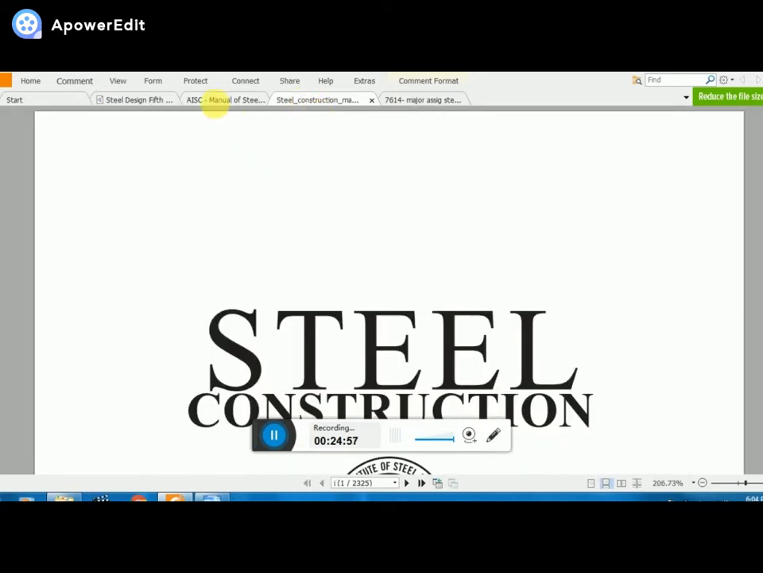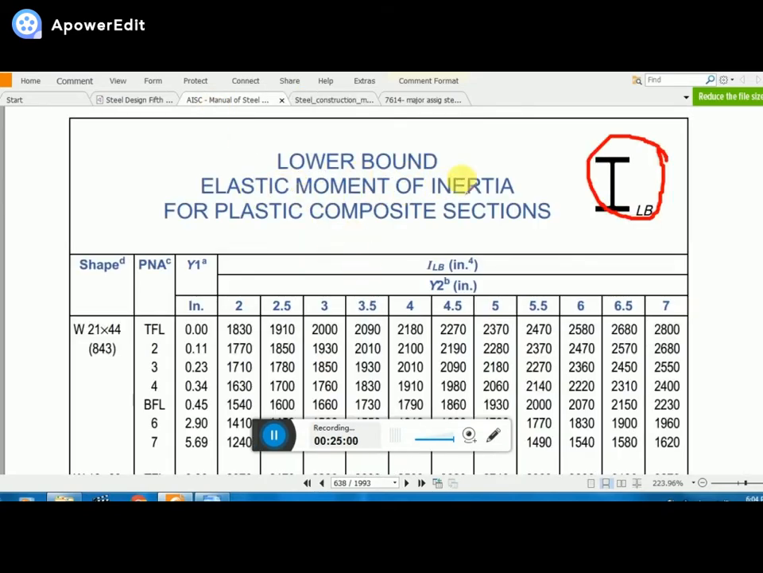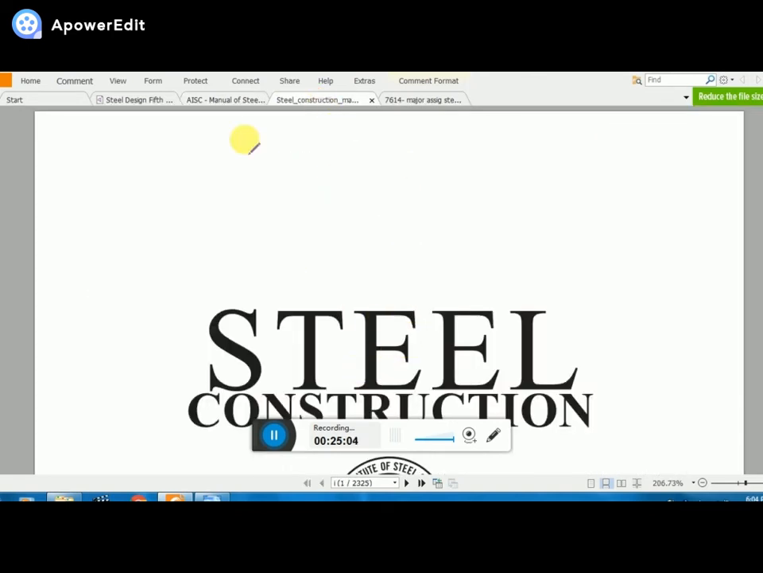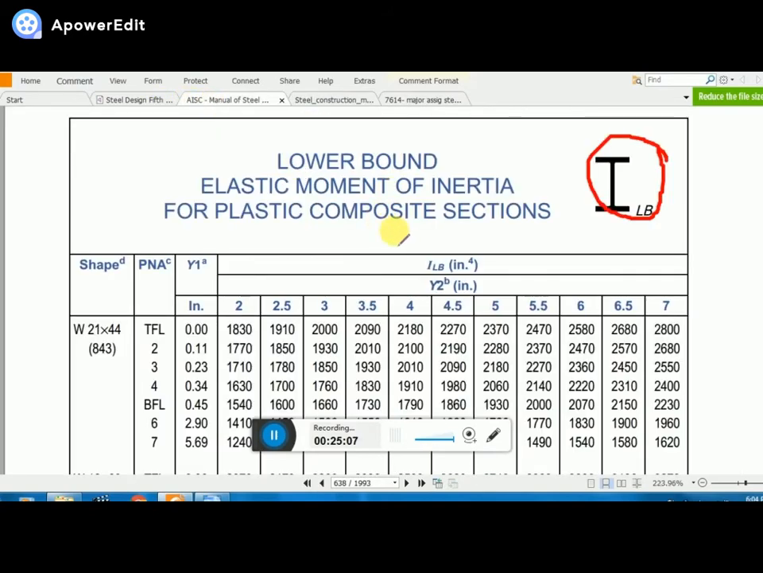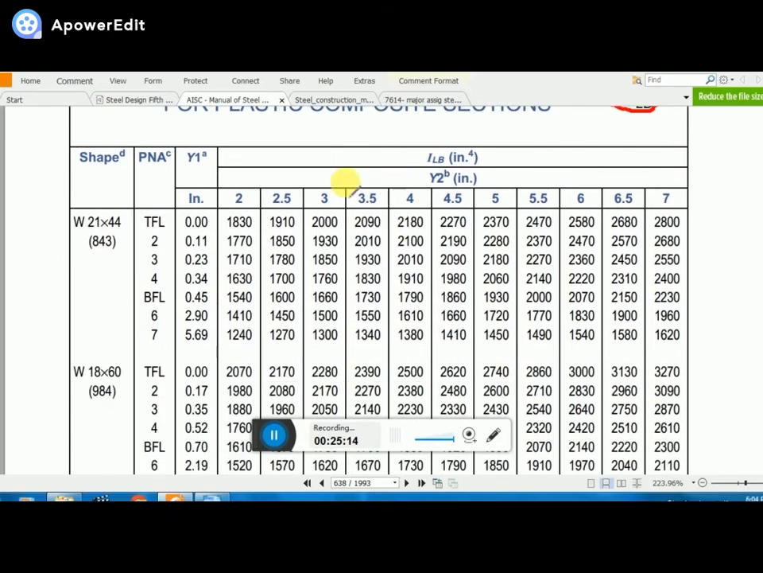Search for this same lower bound elastic moment of inertia for plastic composite sections in this AISC manual. Okay, I am using Ilb. Clear? So you see Ilb, this is the lower bound moment of inertia. What you have to do here, you must make sure of your section, your plastic neutral axis location, and you need this Y2 value. So you know that these are our Y2 values.